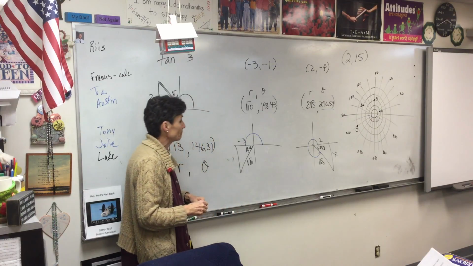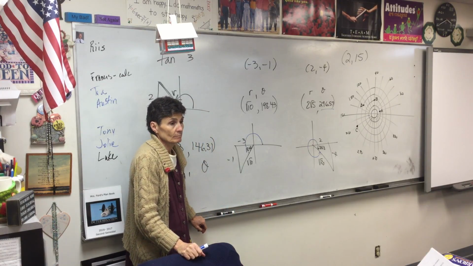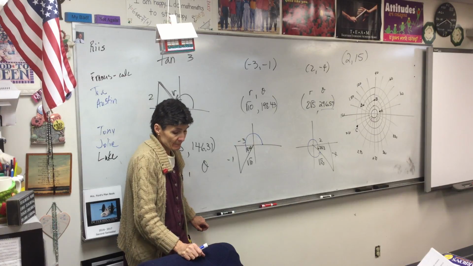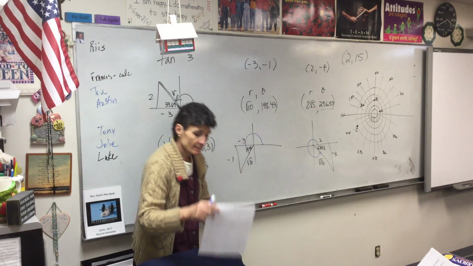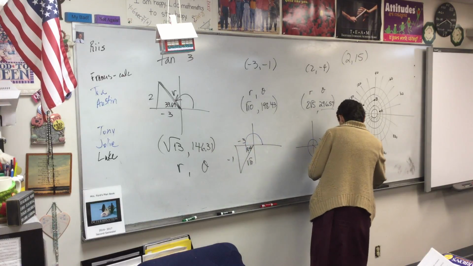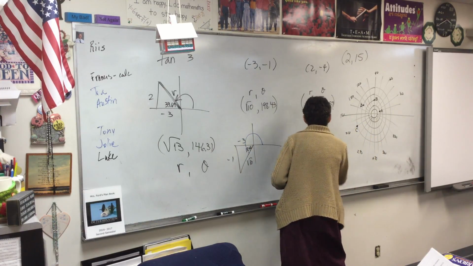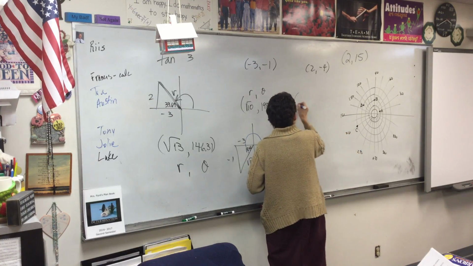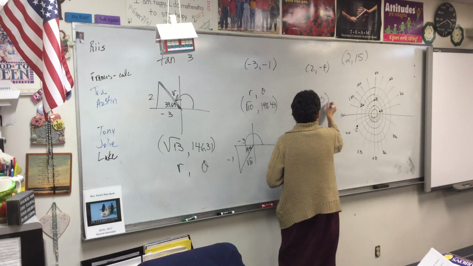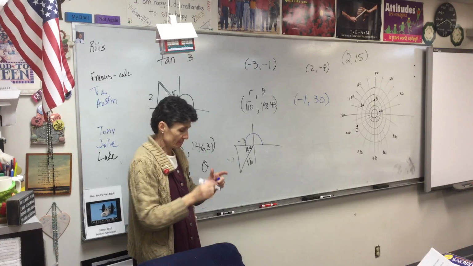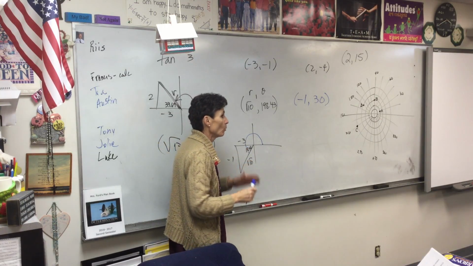Any issue with that? Because in the next set, they get a little harder. Tell me if you're at all bothered by point E, which is (-1, 30°). Are you at all bothered by that? Is there anything about that that bugs you a little bit? What, Liam?